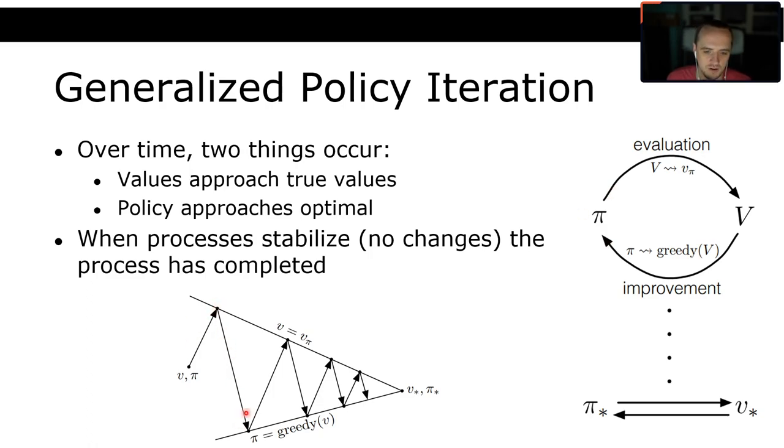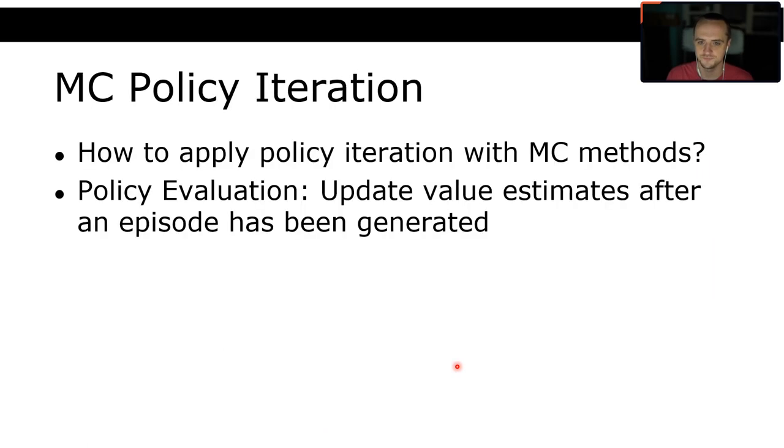And what happens over time in this graph is, here, for example, we have the true values and the optimal policy. And let's say our current values are here somewhere and our current policy is here. We're first going to update the values. Then we're going to update the policy. Then update the values, then update the policy, the values, the policy. And as we do this, we get closer and closer to the true values, and closer and closer to the optimal policy. And so that is the entire picture of generalized policy iteration.